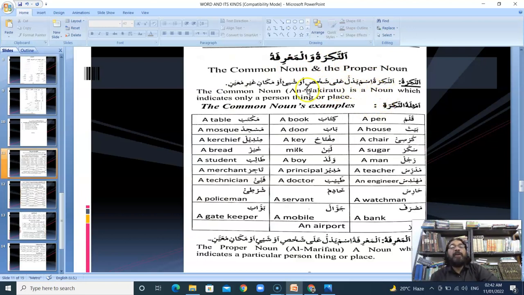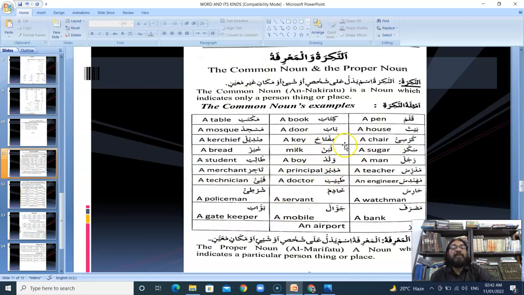An-nakiratu ismun yadullu ala shakhsin aw shay'in aw makanin ghayr mu'ayyin. The common noun, an-nakiratu, is a noun which indicates only a person, thing or place. The common nouns examples. All these are the examples.